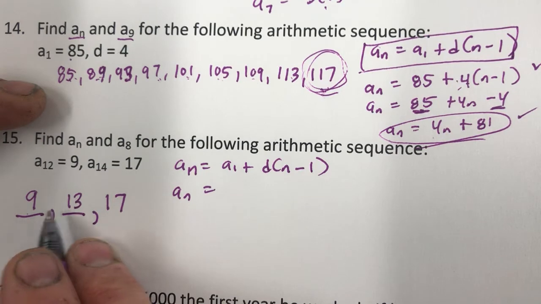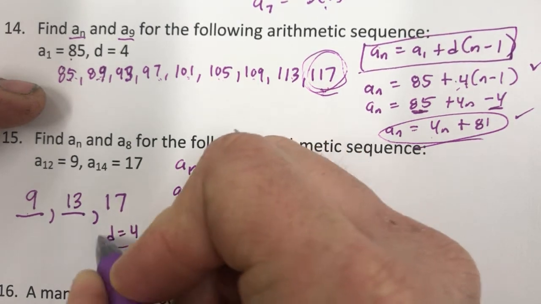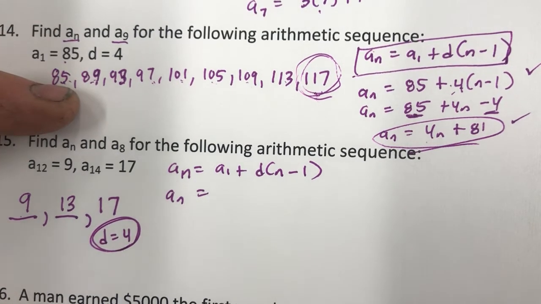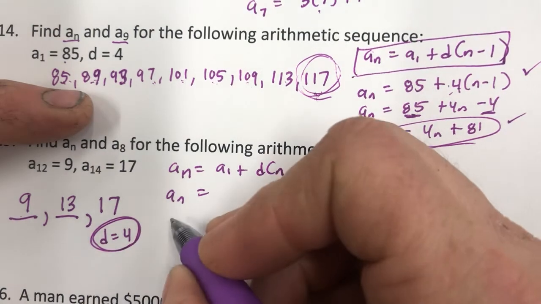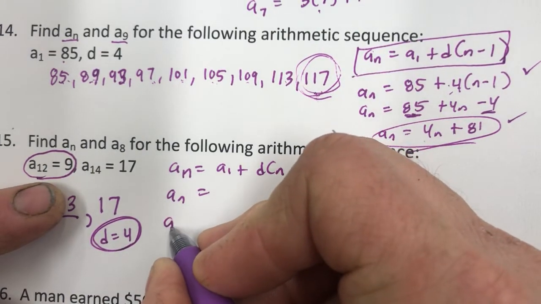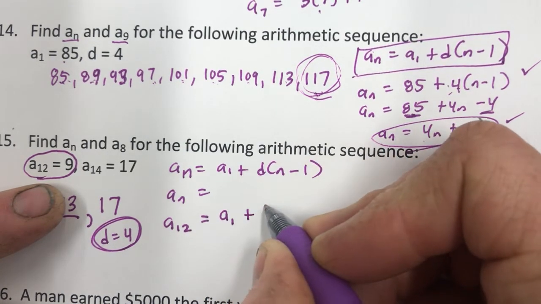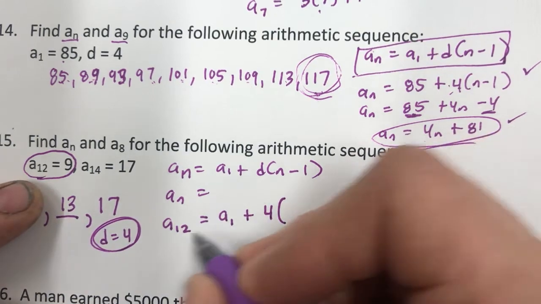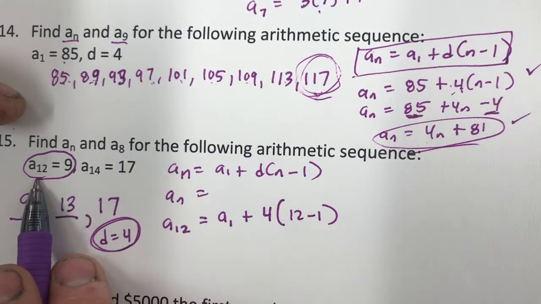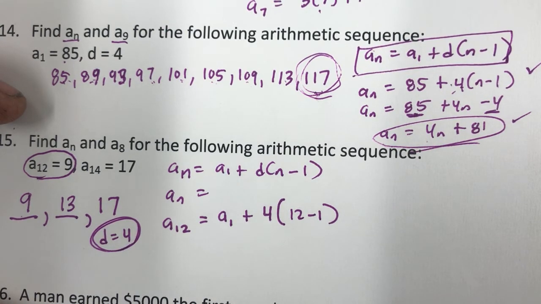Now what does that do? Well, that helps me figure out my d now. What's my d? This goes up 4, that goes up 4. So d is 4. Now what I'm gonna do is take my a sub 12 equals 9. So a sub 12 equals a sub 1 plus my d, which is 4, and then n is 12. I'm going to put these in to figure out what the a sub 1 is, because it doesn't tell us a sub 1, it tells us 12 and 14. So I'm going to solve this and figure out what my a sub 1 is.